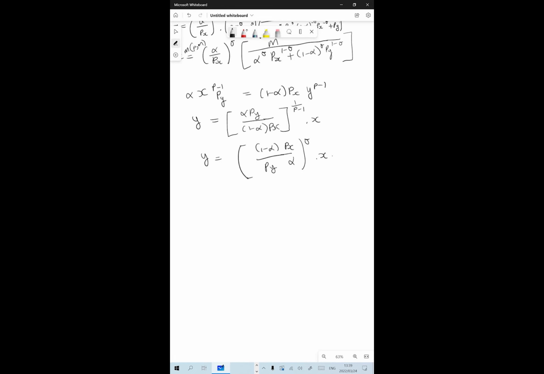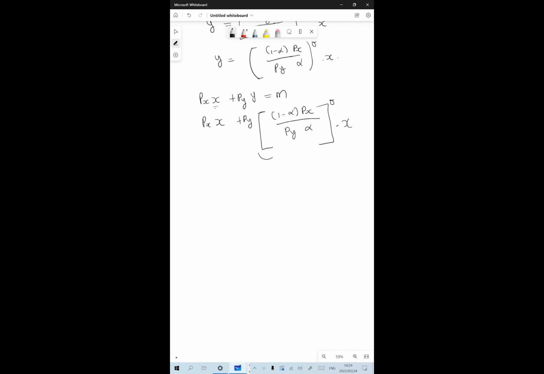And now we just get x from our budget constraint. A reminder that our budget constraint is the price of x times x plus the price of y times y, which is equal to our income, and we are trying to get x. So we'll just substitute y. So this is all y, equal to m.